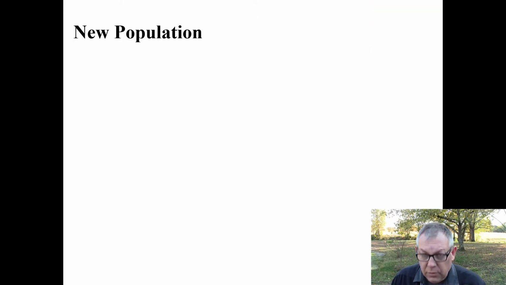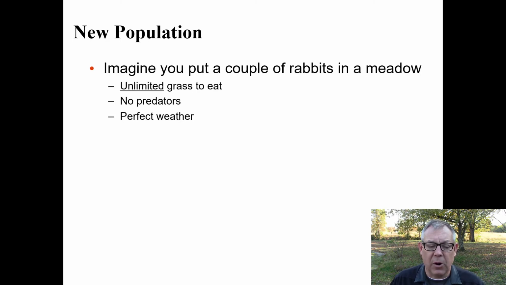So, for example, let's imagine that we had a brand new population. We're going to start from scratch. We've got a meadow that's got unlimited grass. The grass grows super quick, and there's no limit on the amount of grass. There are no predators. There's perfect weather. These are idealized conditions for the rabbits, okay? And we just put a couple of rabbits in the meadow. What's going to happen?